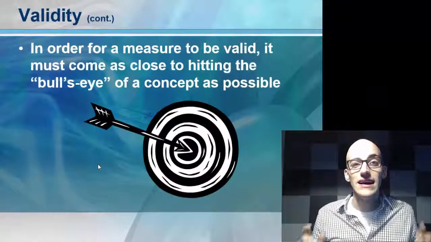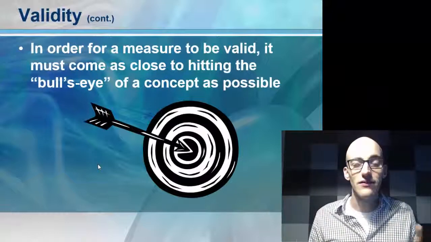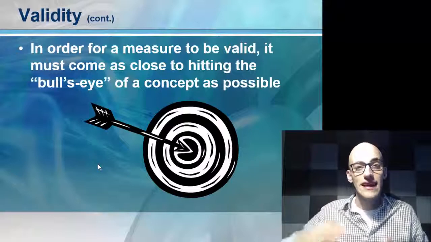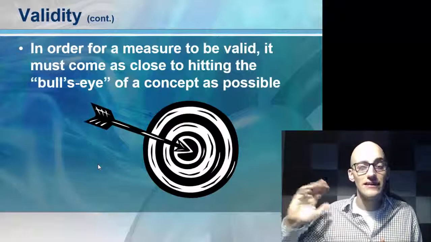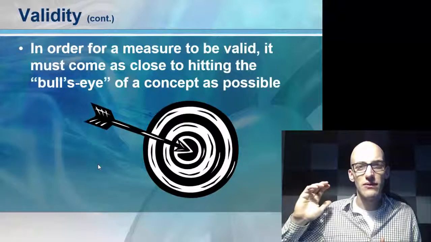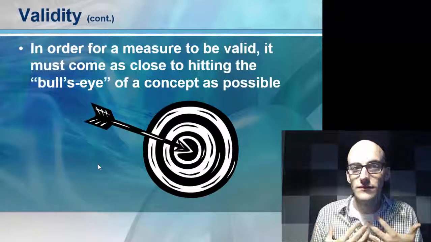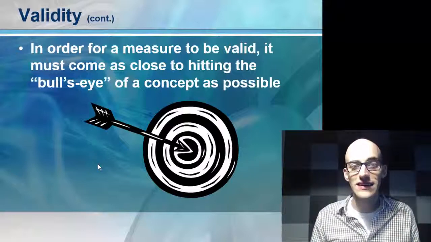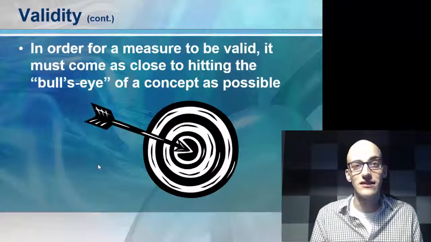With validity, we're trying to get at the bullseye of what we're trying to measure for that concept, right? So if I'm going to take my height using a tape measure, that's going to be a valid measurement. It's going to be the same every time, so it's going to have reliability. But we also know that it's valid because it's been proven that with the tape measure, we're going to get the same results every time, and it's going to be measuring the construct of my height.